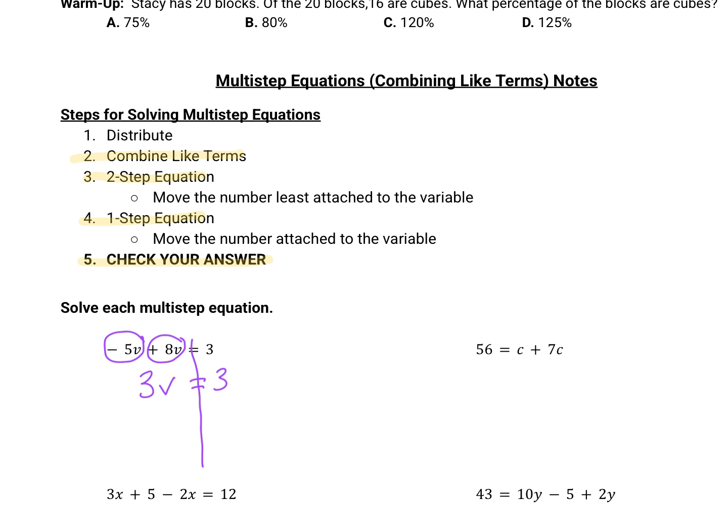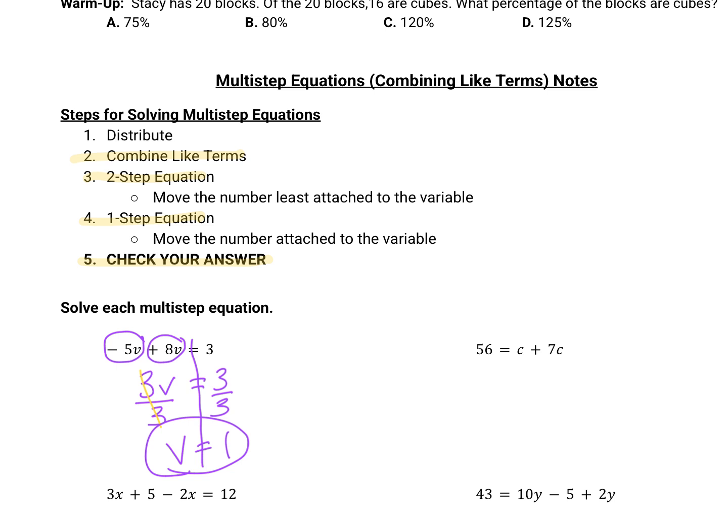Then from here, we would see if we have a two-step equation. However, today we just have a one-step. So we're going to go on to moving the number that is attached to the variable, so that's the 3. To get the variable completely by itself, we are dividing by 3 on both sides. That's going to leave us with v by itself because the 3s cancel out here. On the right-hand side, 3 divided by 3 is 1. So our final answer here is v equals 1.